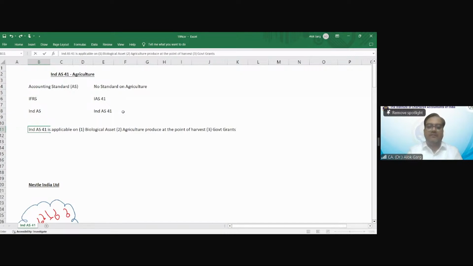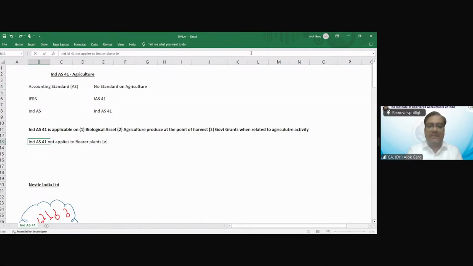Yes, when related to agriculture activity, right? Ind AS 41 does not apply to bearer plants.